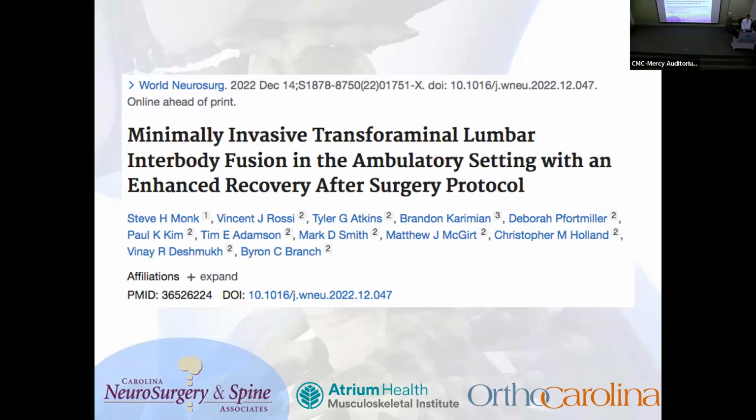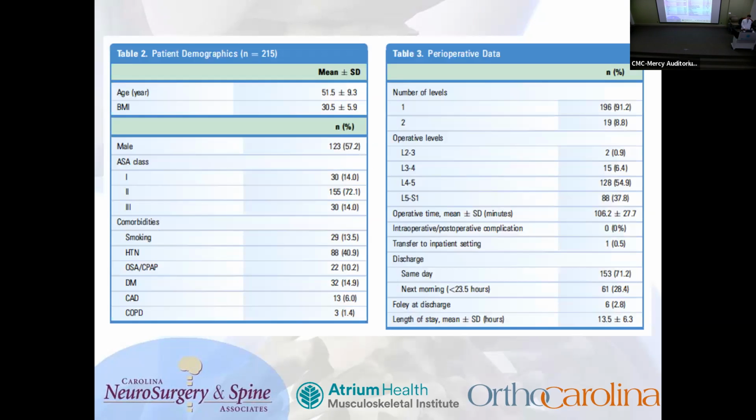So this past December, we published our initial experience with this. In 2017, we rolled out a protocol to standardize how we manage these patients in the ASC to try to get them home within 24 hours. And our first cohort was the first 215 patients from 2017 to 2021. As expected, these patients tend to be younger, they tend to be healthier. Most of these patients underwent a single level TLIF. There were about 9% that underwent a 2-level TLIF.